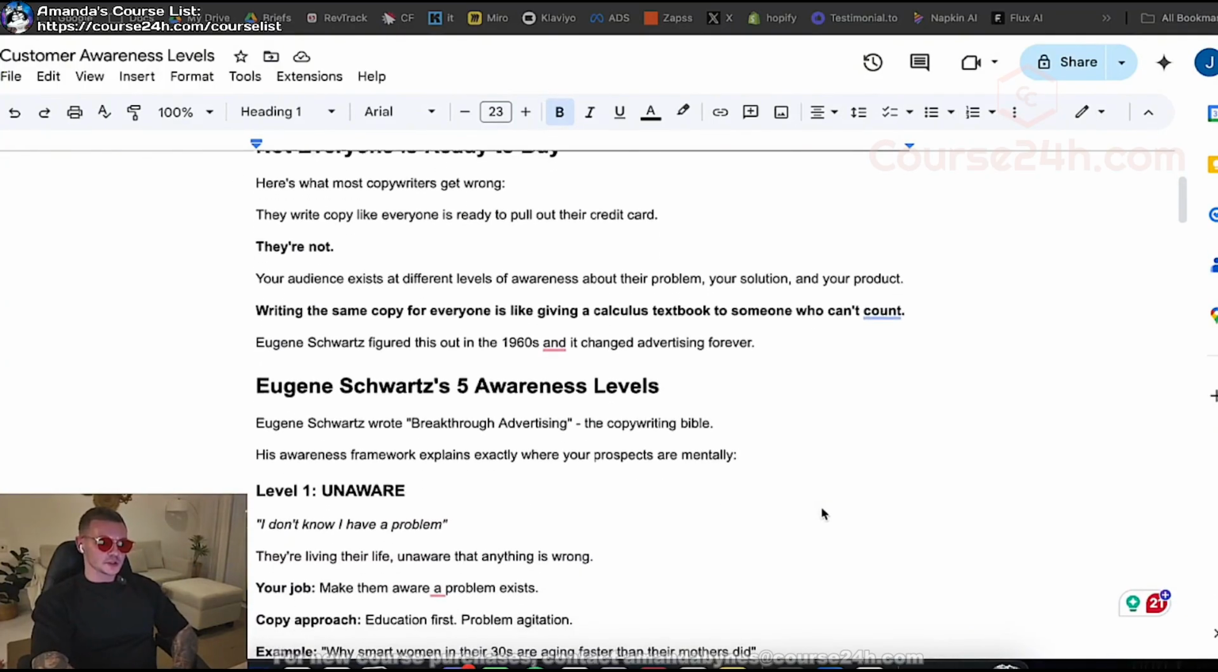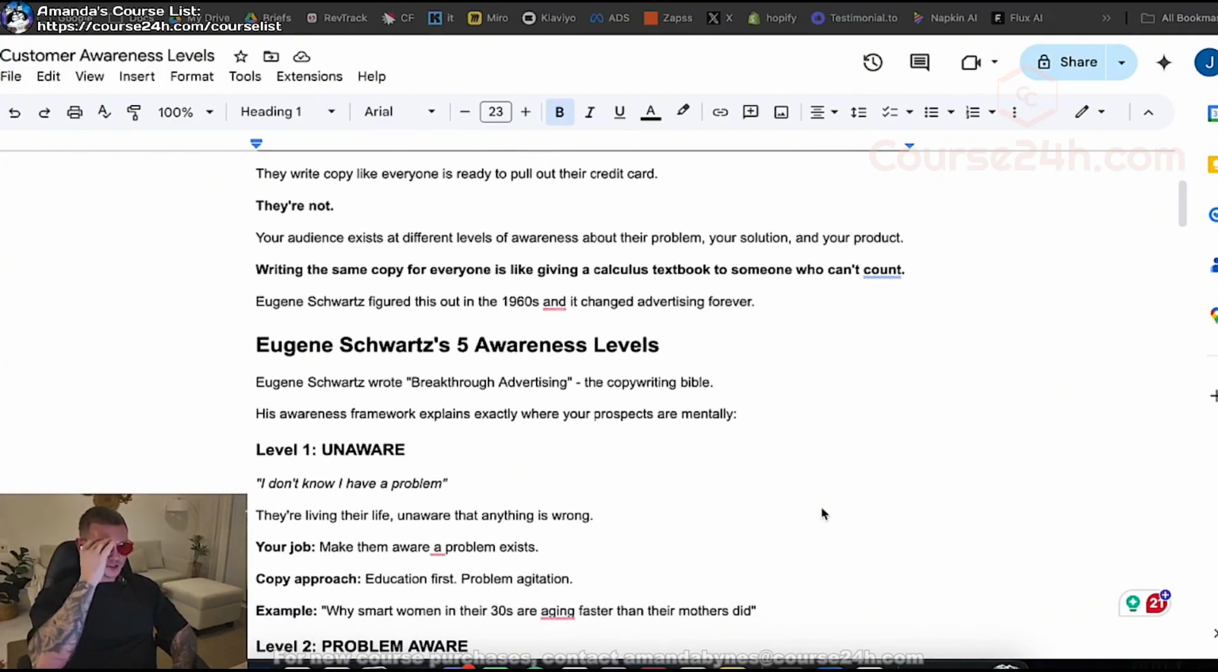And Eugene Schwartz pioneered these five awareness levels, which we'll go through. It's in Breakthrough Advertising, the copywriting Bible. His awareness framework explains exactly where your prospects are mentally.